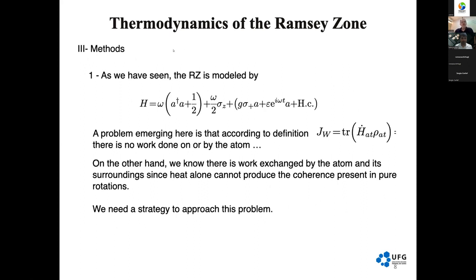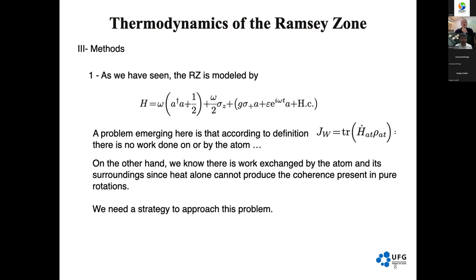Okay, now let me present the methods. As we have seen, the Ramsey zone is modeled by this Hamiltonian. The relevant parameters of the Hamiltonian are G, the coupling, and the frequencies, which we can put equal without loss of generality to analyze the Ramsey zone. The problem emerging here is that, according to the definition of heat and work flux, we need a variation in the Hamiltonian in order to have work done on the atom or by the atom.